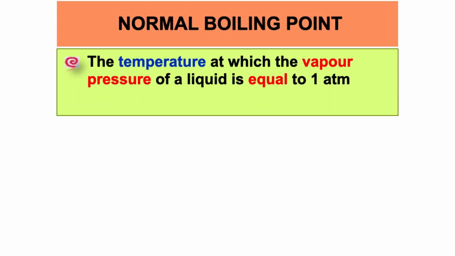Normal boiling point. What is the definition of normal boiling point? Normal boiling point is the temperature at which the vapor pressure of a liquid is equal to 1 atm.